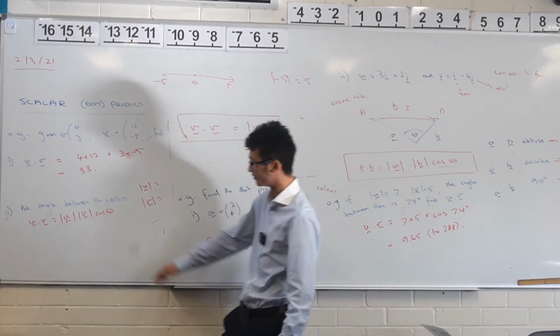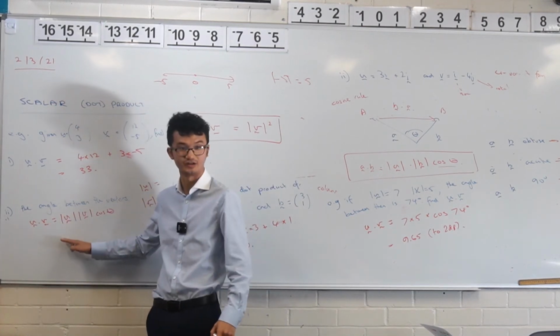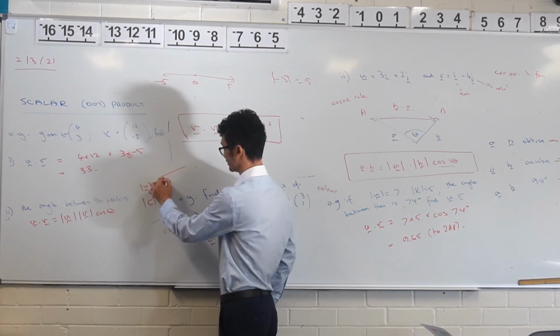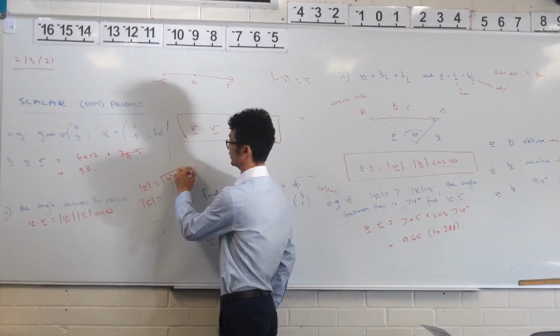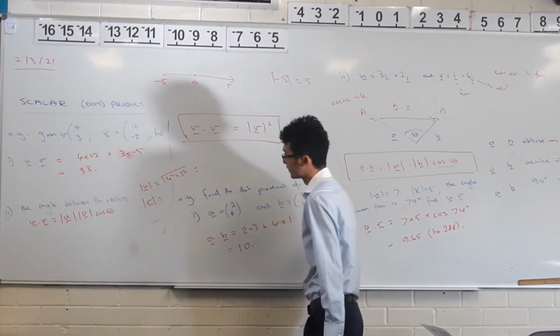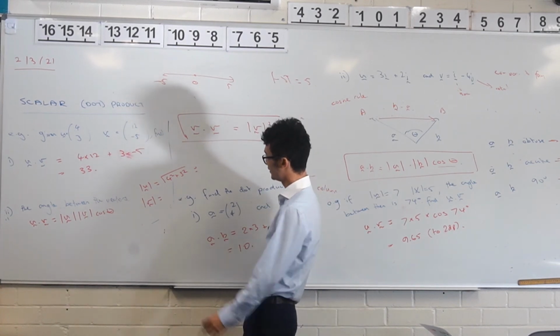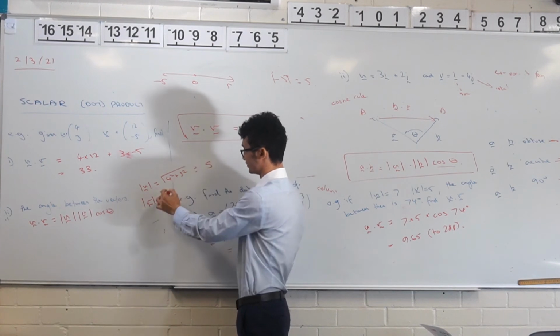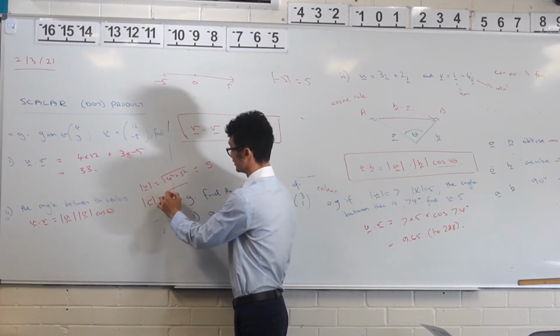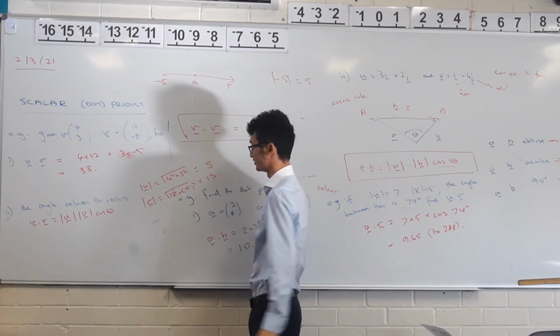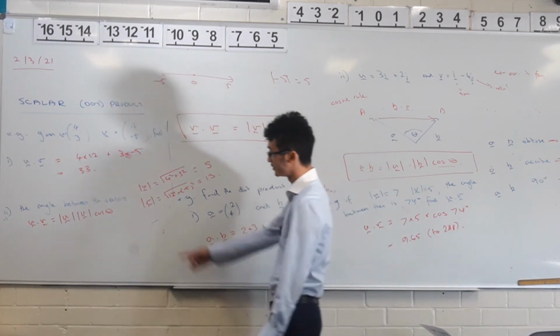Just be careful. Remember, there's a difference between this and this. This is the dot product, this is the magnitude. And what's the magnitude? Well, it's 4 squared plus 3 squared, which is 5. That's a Pythagorean triple, actually. That's quite nice. And the other one will be 13. They've chosen some nice whole numbers for you. Easy. So then you just put them in.